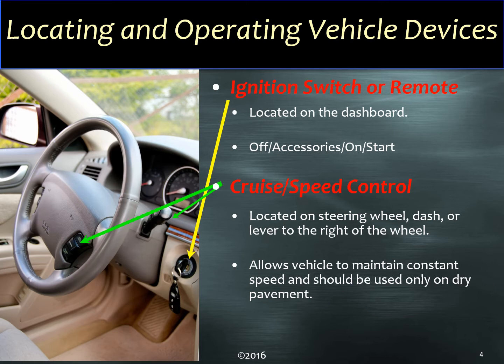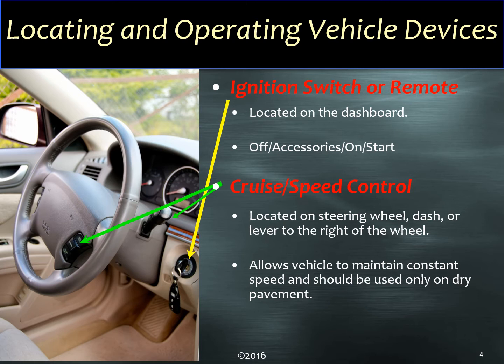Cruise control. This is going to be different on different vehicles, but typically it's located on the steering wheel. This maintains a constant speed of the vehicle. If you're driving 65 and you engage cruise control, your car is going to stay at 65 miles per hour.